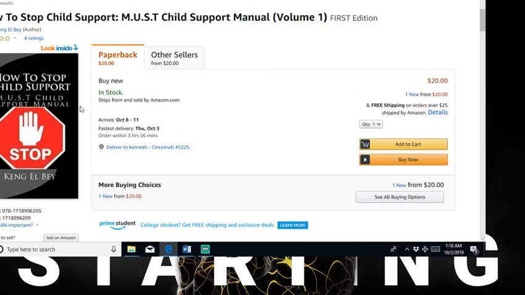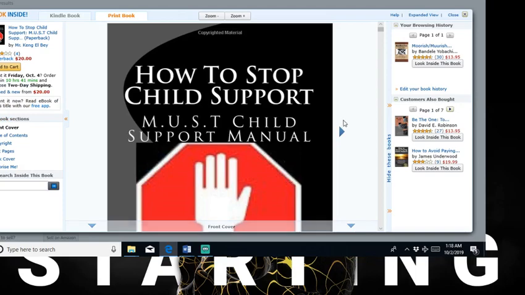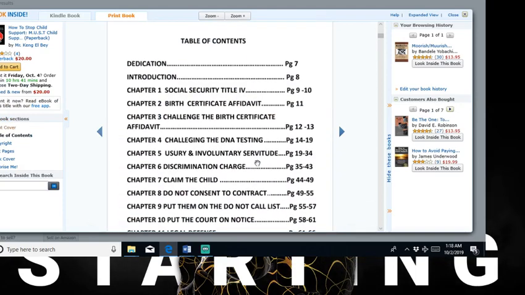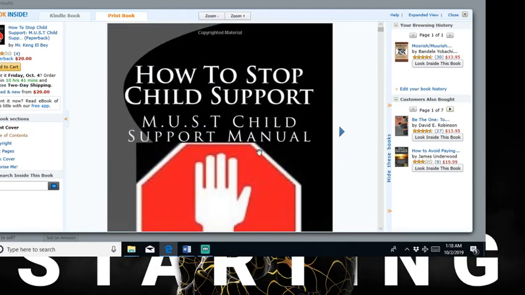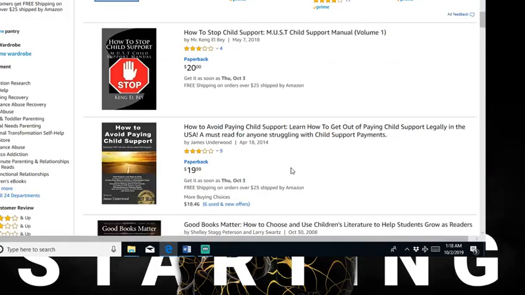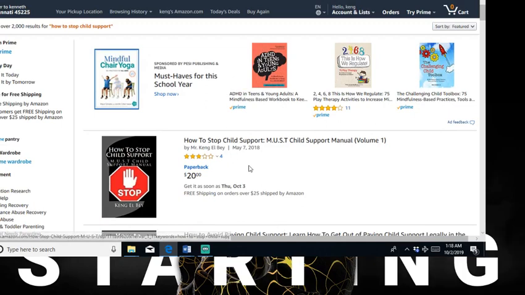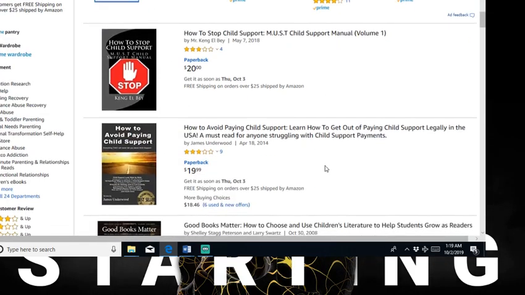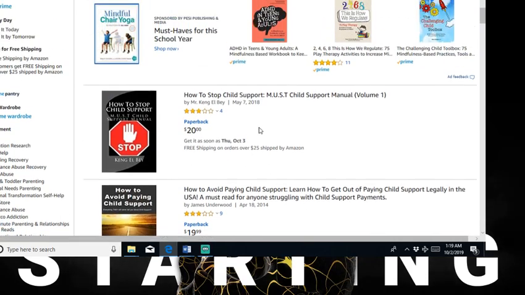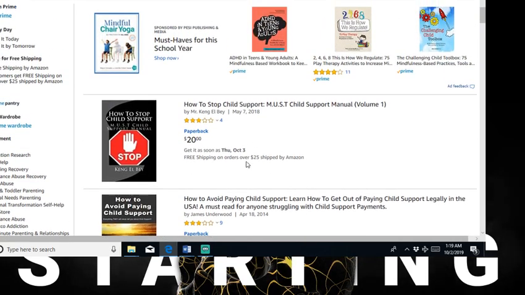All this stuff that people are reading in this book sounds good, but until you get into court and understand what you're doing, a lot of people don't know what's going on. So I'm just trying to explain to everybody: go get this book on Amazon, How to Stop Child Support. Get the book, support the book. It has a lot of good tips. I have a lot of good information.